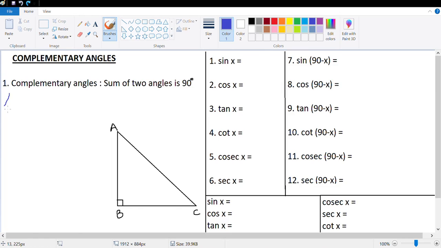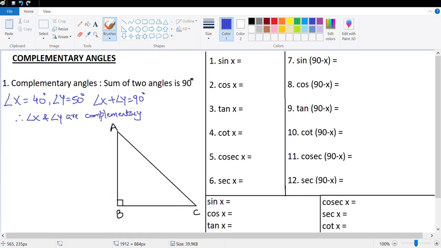Say for example, if angle x is equal to 40 degrees and angle y is equal to 50 degrees, since angle x plus angle y is equal to 90 degrees, therefore angle x and angle y are complementary. So that's the basic definition of complementary angles, which we've done since grade 6 or maybe grade 5. So let's look at how we apply complementary angles in trigonometry.